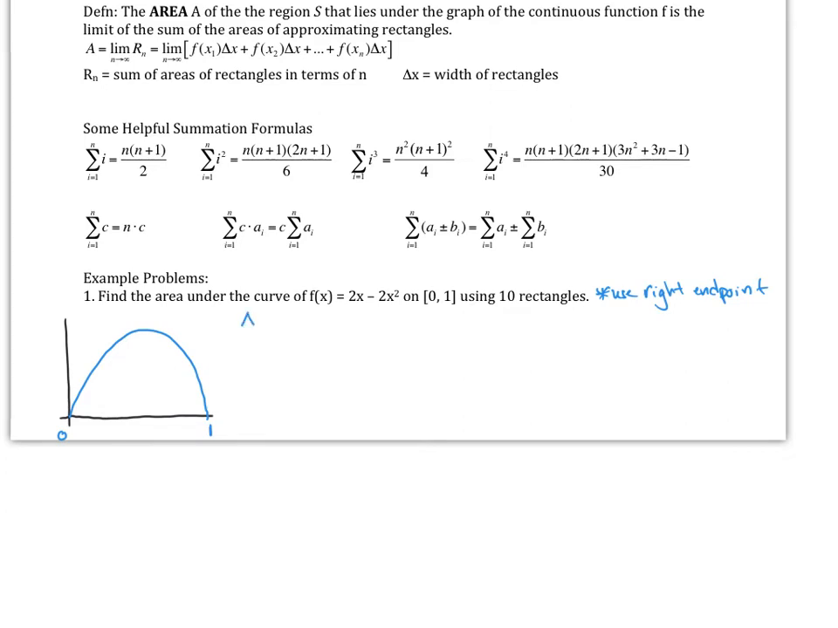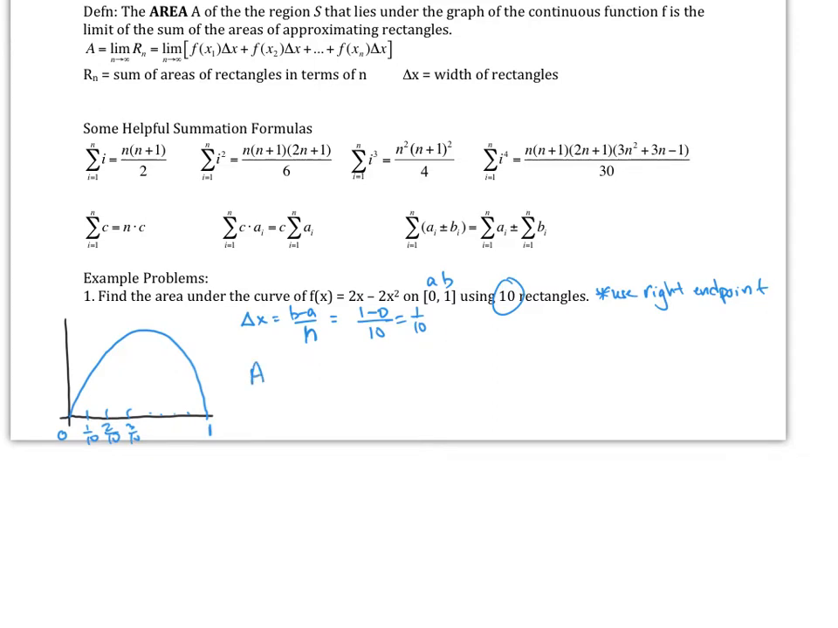So my delta x is going to be b minus a over n. So that is my formula from up above that we talked about. This is a, this is b. So this will be 1 minus 0 over 10 rectangles. So 1/10 is my iterations on the rectangles. 1/10, 2/10, 3/10, all the way out to 10/10.